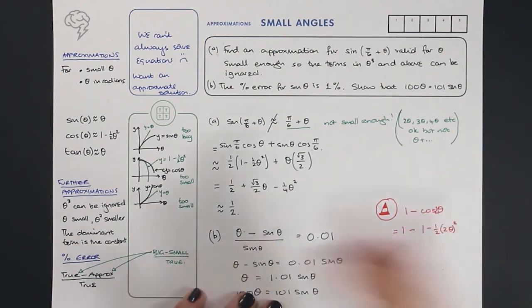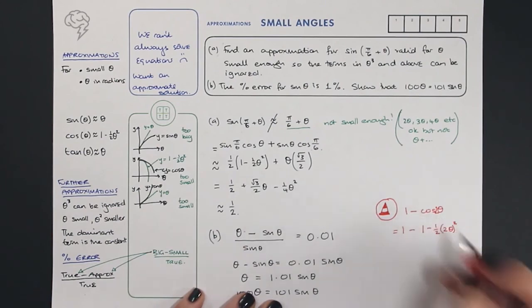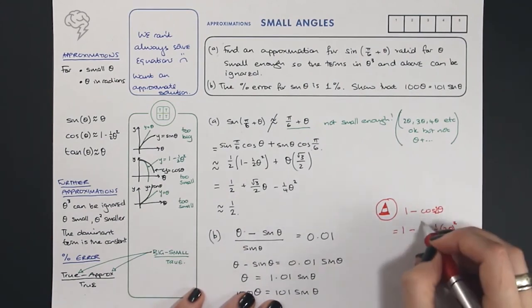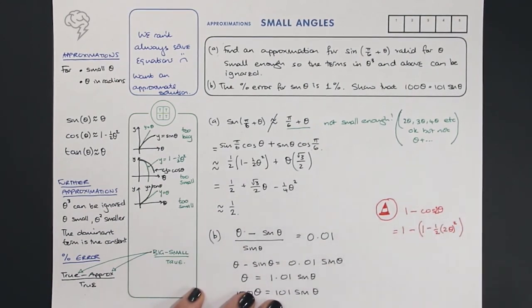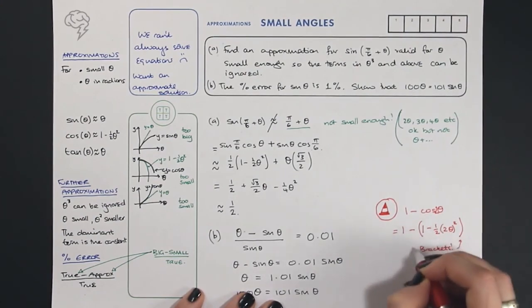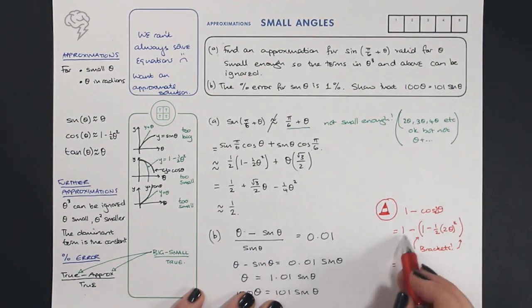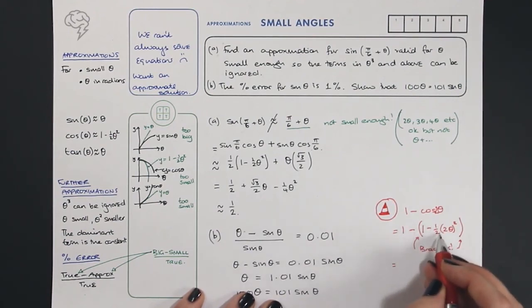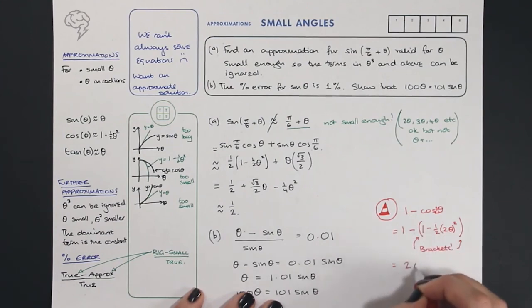And this is a common mistake across all of this stuff where you've got minus 2 things, but here's a very common example of it coming in. You must put those brackets on so that that minus applies to both of those things. And then you've got 1 minus 1 gone. Minus and minus is a plus. And then you've got a half multiplied by 4 theta squared.